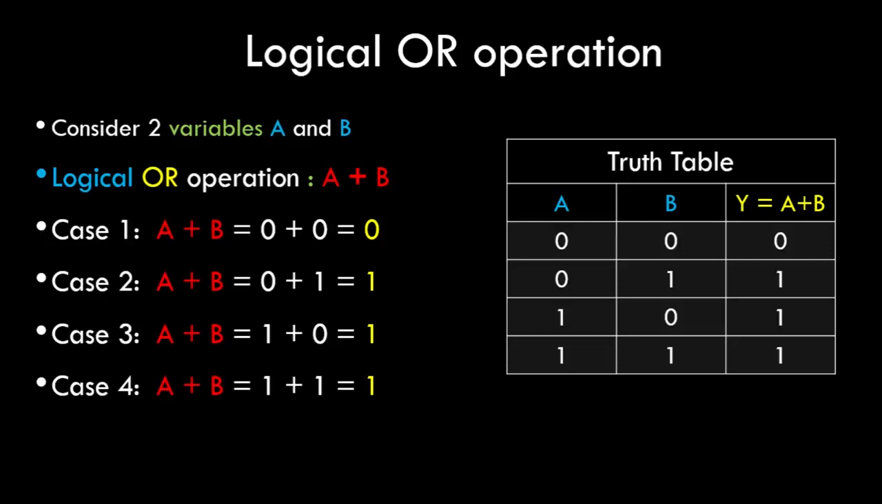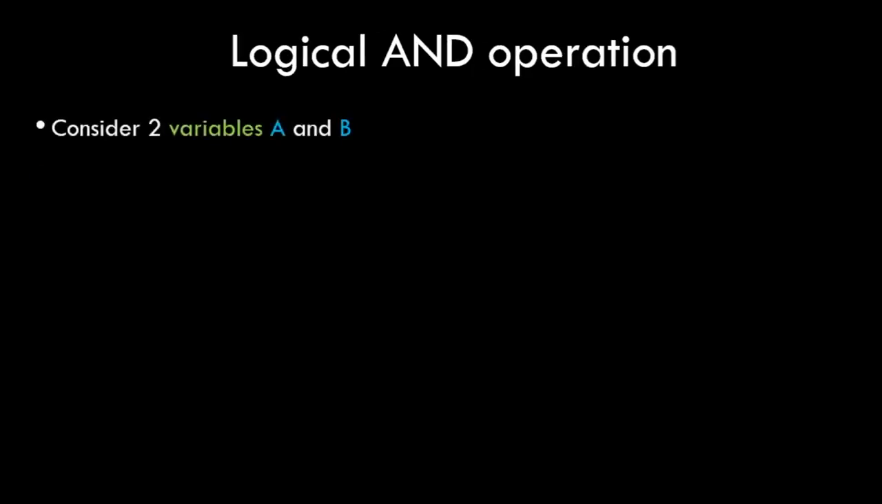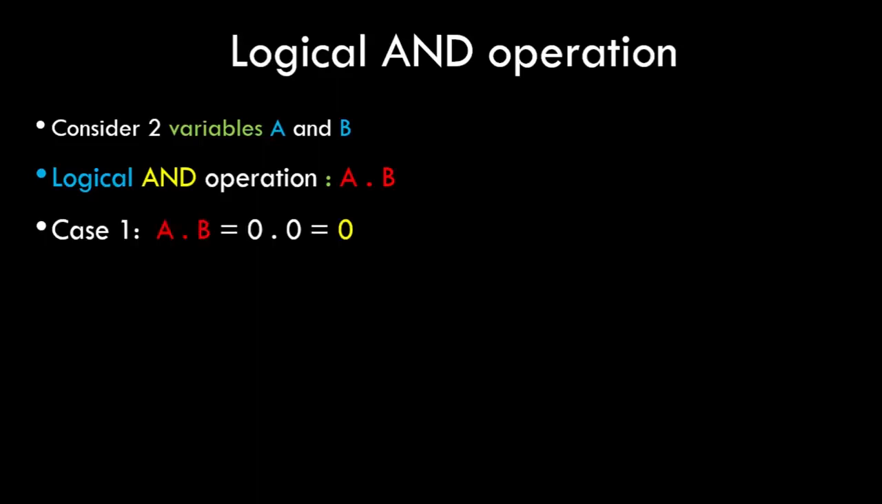Okay, so now let's have a look at logical AND operation. We again consider two variables A and B. Now the logical AND operation is denoted by the symbol dot between the two variables, and it is pronounced as A and B. So again we'll have these four cases. For case 1, we have A and B value to be 0. Now this logical AND operation works like an algebraic multiplication. So 0 and 0 will give us 0.